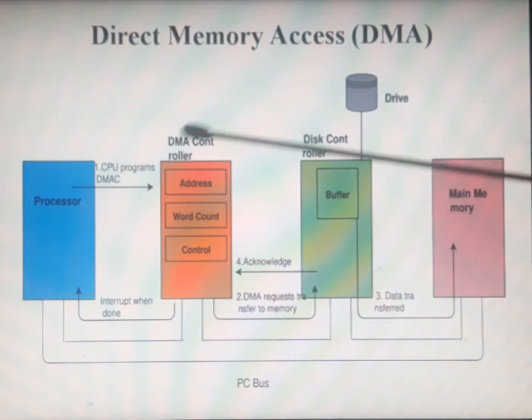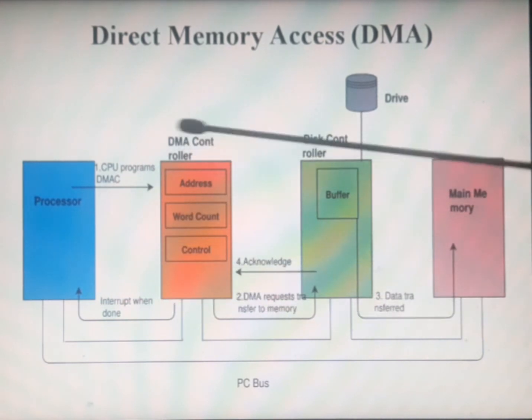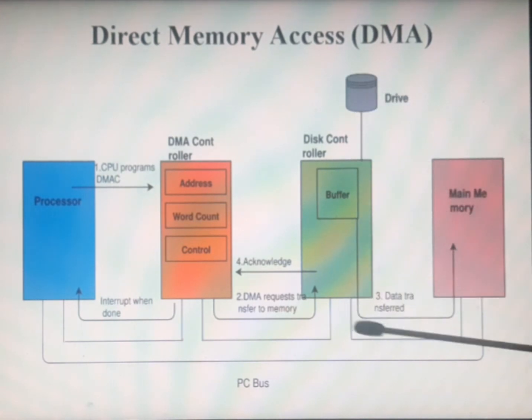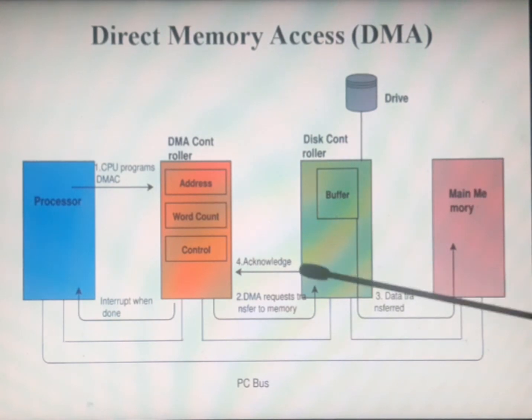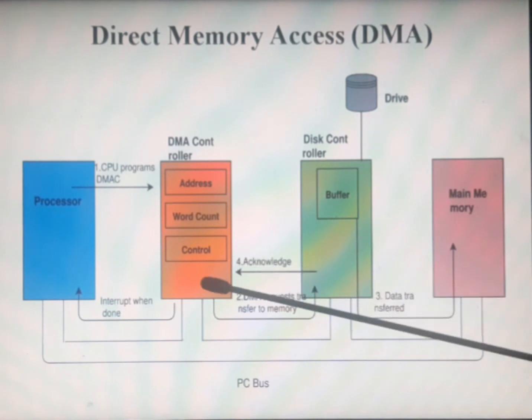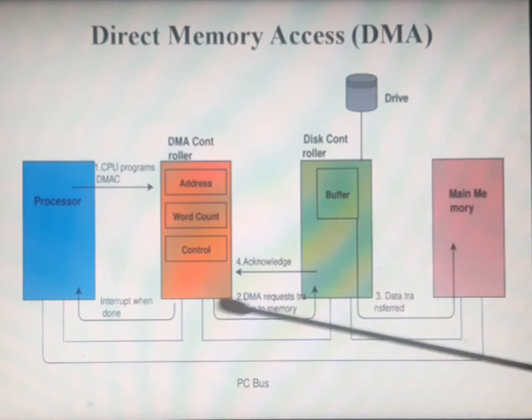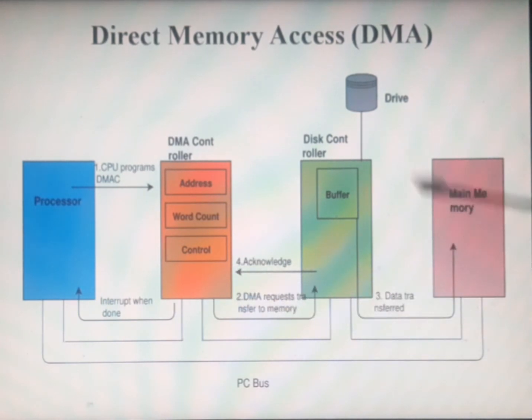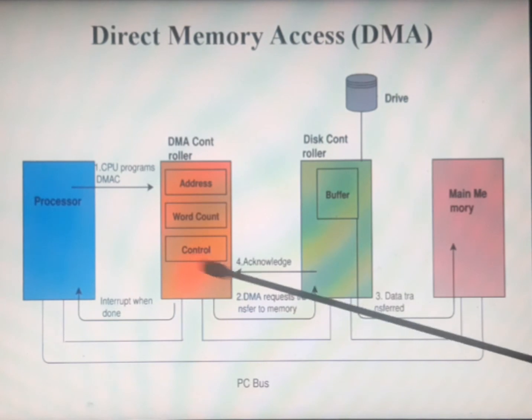Who made it? The DMA controller. With the help of the DMA controller, this disk file got a space or a block in the main memory. Now the files will be transferred. After transferring the files, the controller will send an acknowledgement to the DMA controller. Why send an acknowledgement? Because it has to know whether memory is allocated to the drive or not. So soon after allocating the memory, it gives the acknowledgement to the DMA controller.